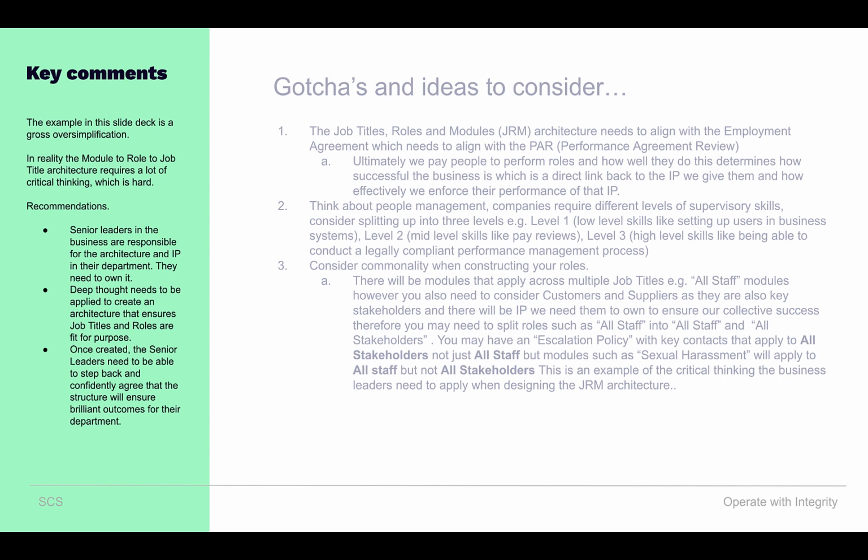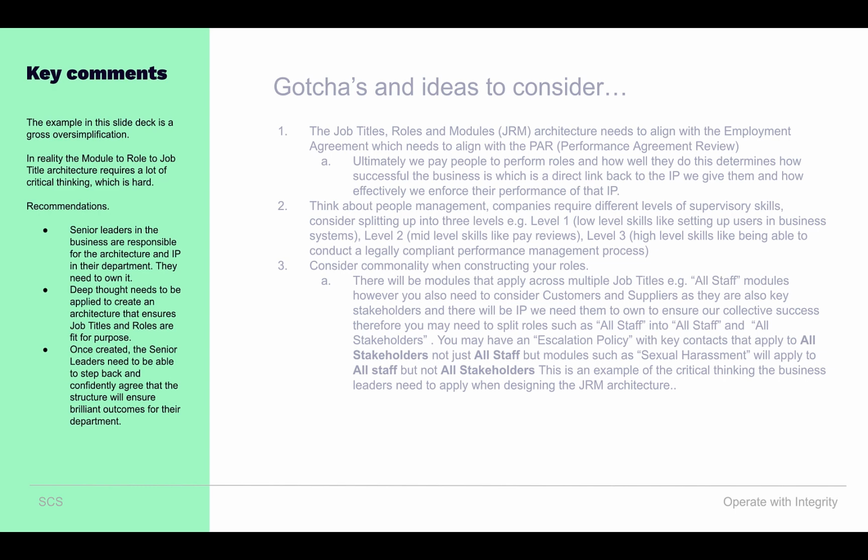Secondly, think about people management. Companies require different levels of supervisory skills. So consider splitting up into 3 levels. For example, you might have level 1 supervisory skills, which are reasonably low level, things like setting users up in business systems and Colossus and PAT, accounting systems, etc. Level 2, middle level skills like pay reviews, performance reviews. Level 3, this is the high level stuff like being able to conduct a legally compliant performance management process. So put some critical thinking into how you're going to structure that.